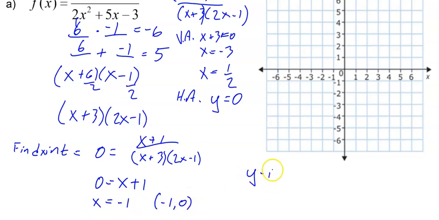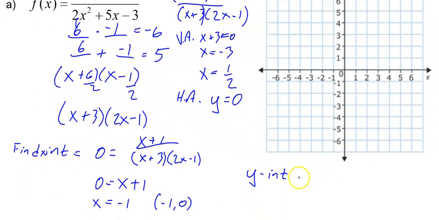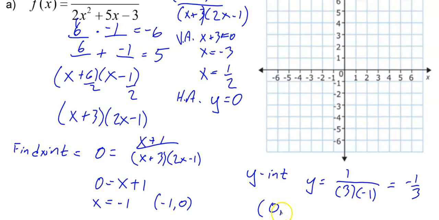Now let's find our y-intercepts. To find the y-intercepts, we are going to make all the x's equal 0 and solve for y. So y equals 1, because on top 0 plus 1 is 1, over 3 times negative 1. And that gives me negative 1/3. So we have a y-intercept at 0, negative 1/3.